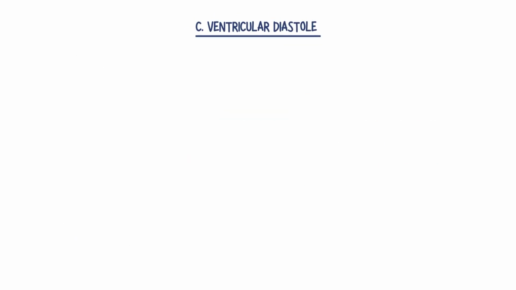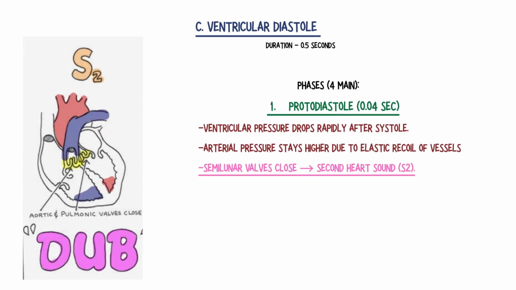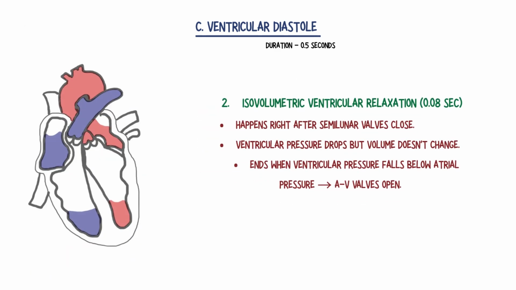Let's talk about the ventricular diastole, which lasts about half a second. It has 4 phases. First, protodiastole, the ventricles relax, pressure drops, and semilunar valves shut, producing the second heart sound. Second, we have isovolumetric relaxation. The heart relaxes more, but no blood enters yet, as all valves are closed.